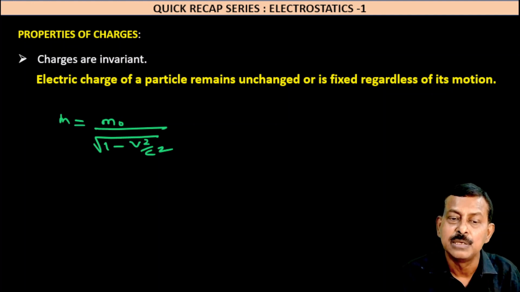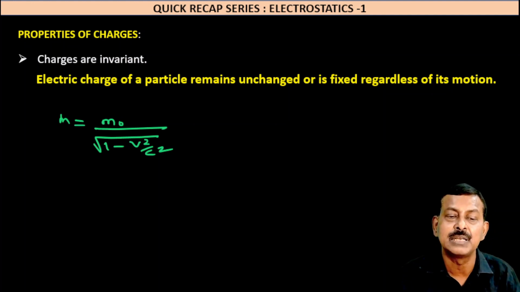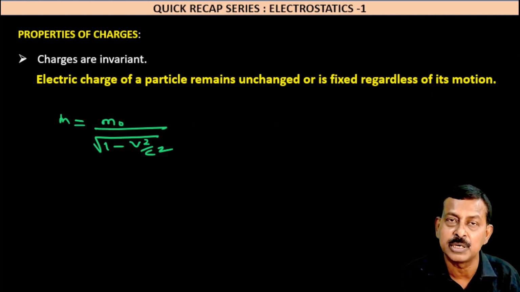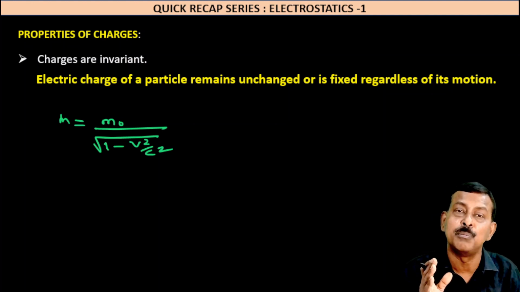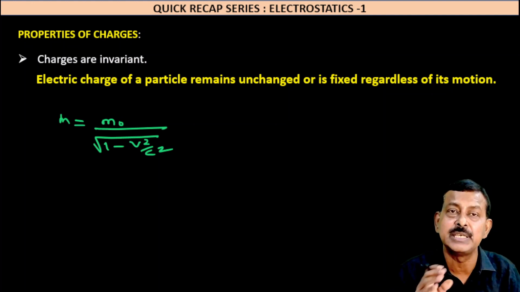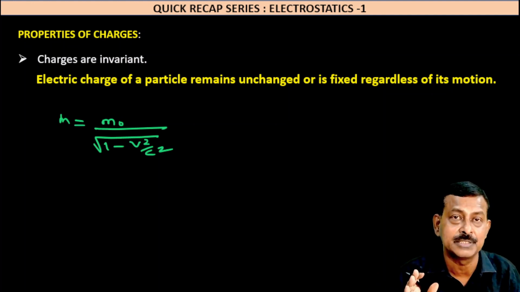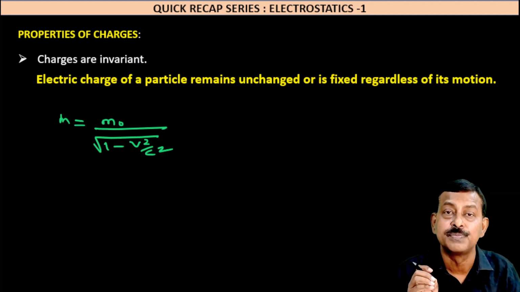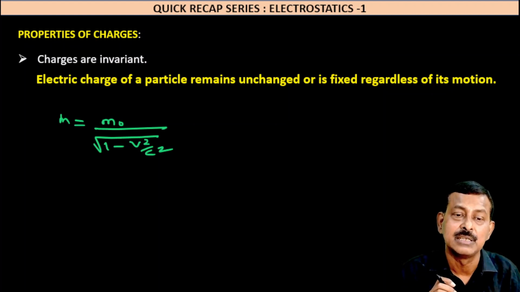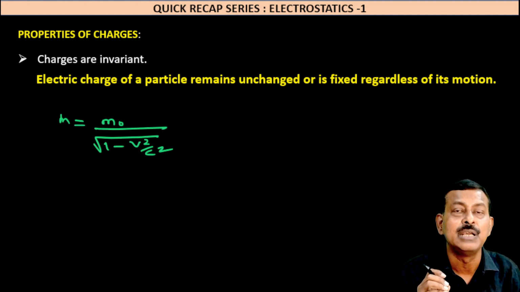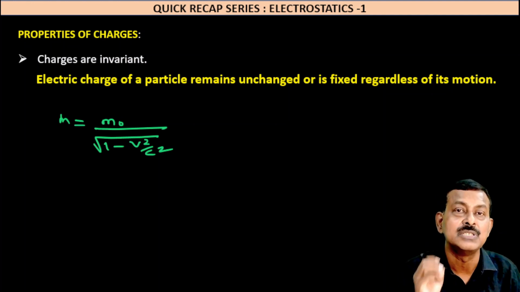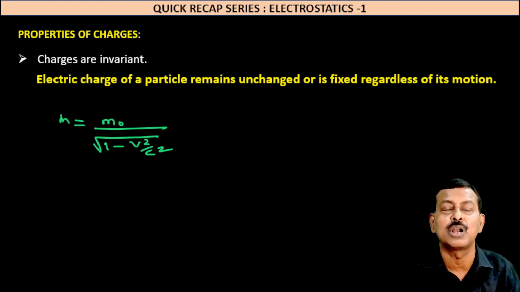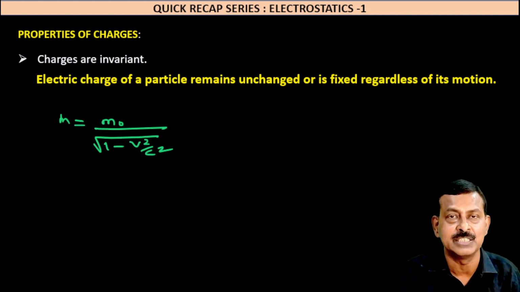So here you can see if v is there, definitely the m will be different from m naught. Of course, since the speed of light is very large, this will be more appreciable if the velocity is comparable with the velocity of light. But for charges, there is no such variation when the charges are in motion. Its charge will remain the same. That is why we call charges invariant.